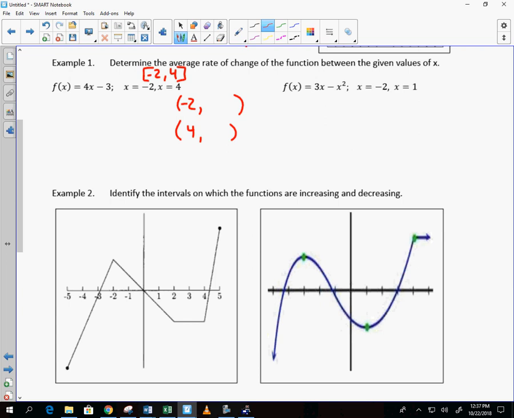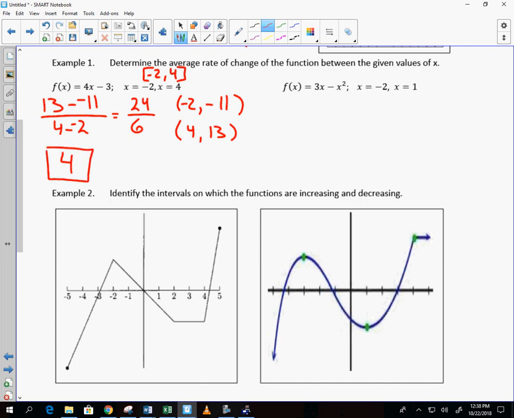Plug them into the function. Very good. 4 times -2 is -8, -3 is -11. 4 times 4 is 16, -3 is 13. So I do y sub 2, 13, minus y sub 1, -11, divided by 4 minus -2. 13 minus -11 is 24, and 4 minus -2 is 6. 24 over 6 gives me 4.